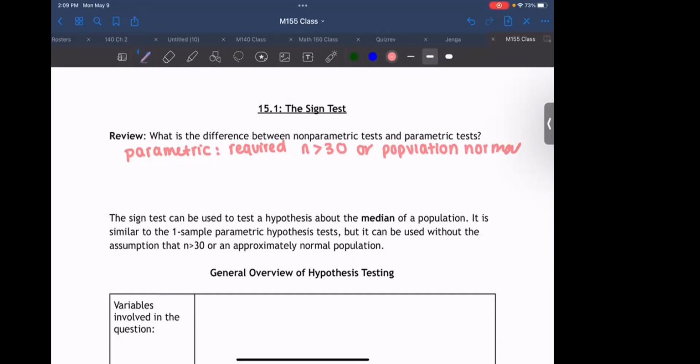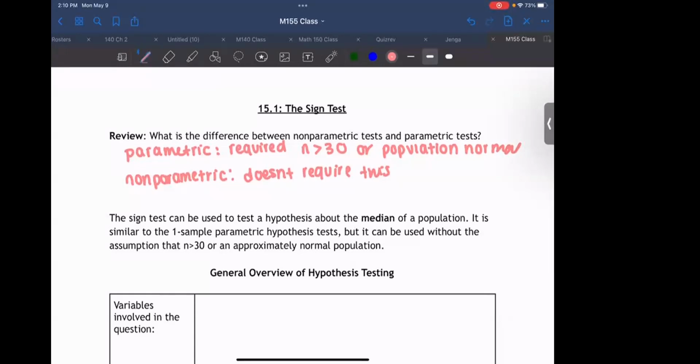Okay. For non-parametric tests, which is what we're dealing with now, non-parametrics are the opposite of parametric tests. These tests do not require n being bigger than 30 or the population being normal, so it doesn't require this, okay? So questions for these sections are going to involve things with very small sample sizes, and it's also not going to say anything about the population being normal in the question.